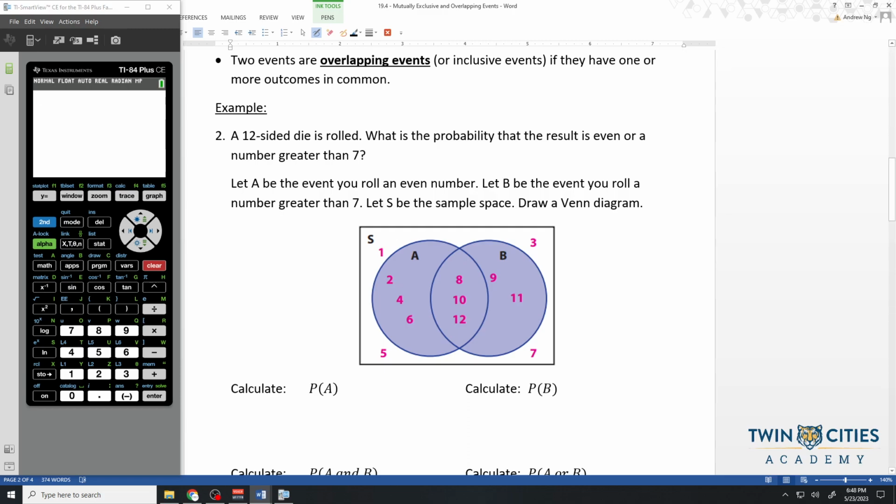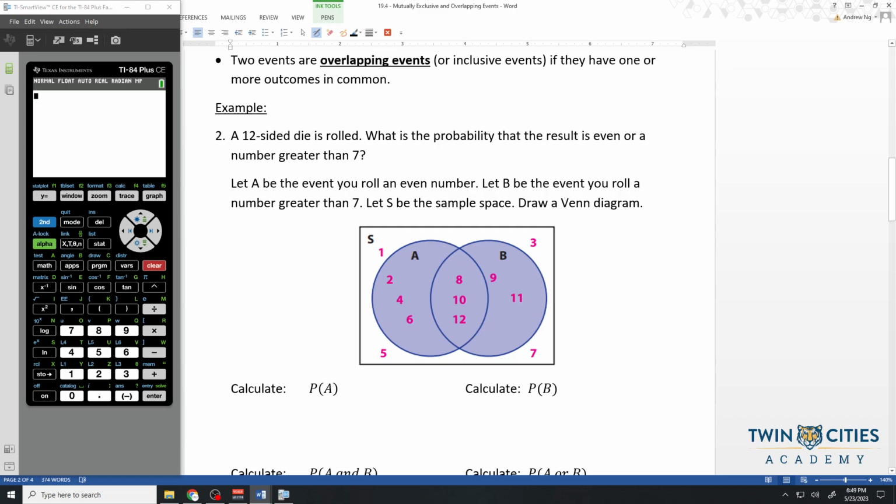Here we've got 2, 4, 6, 8, 10, 12. And event B is going to be the event that I roll a number greater than 7. So that's 8, 9, 10, 11, and 12. When I draw this diagram, I notice that event A and event B have some overlap. The results 8, 10, and 12 are both even and greater than 7.